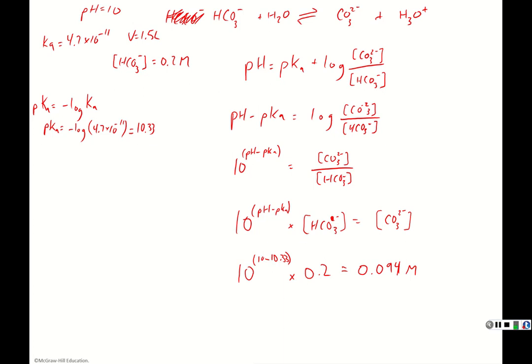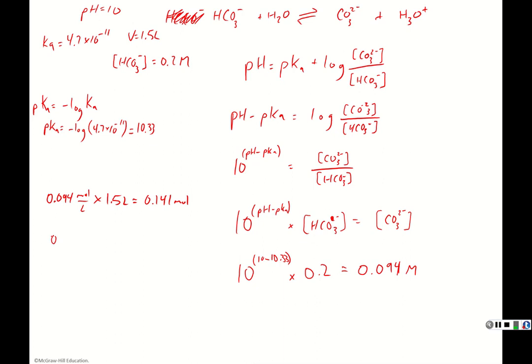But we're adding this as a solid to a certain volume of our weak acid solution, right? We have 1.5 molar of that solution. So how much would we need to add in mass? For that, you would take your concentration that you need, 0.094 moles per liter. You multiply that by the volume, which is 1.5 liters. That gives you 0.141 moles.